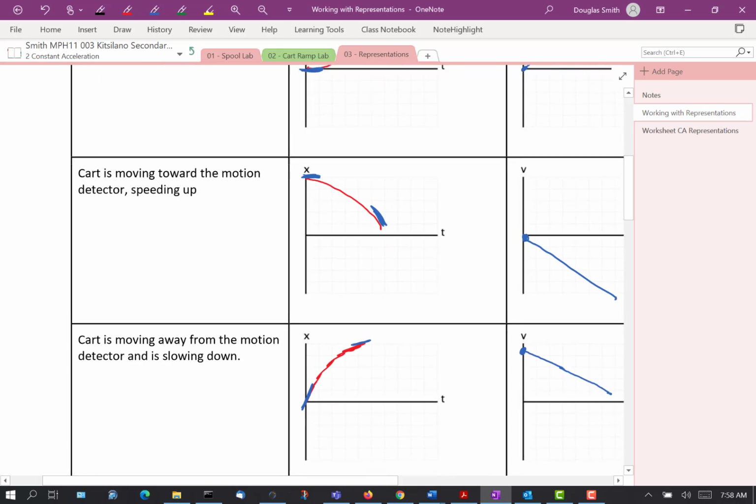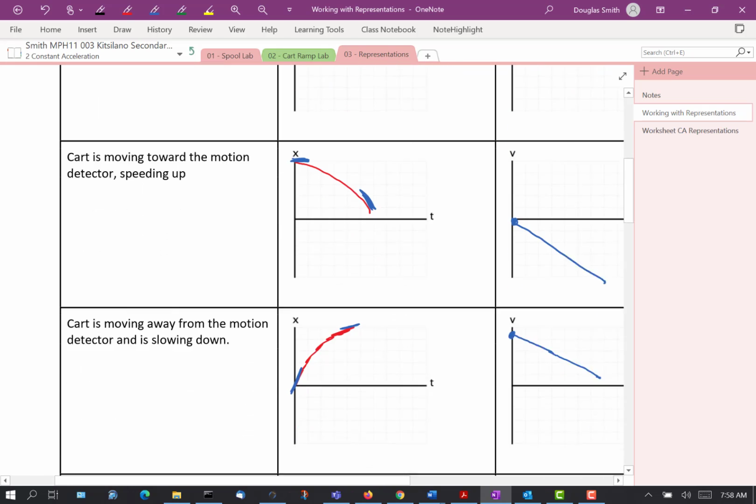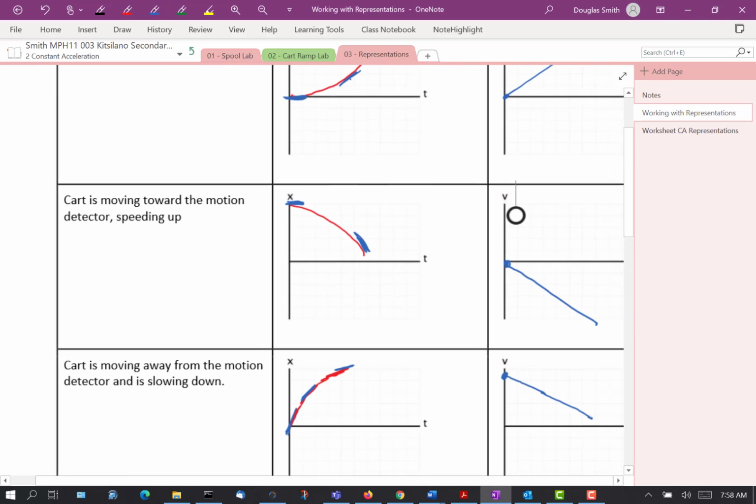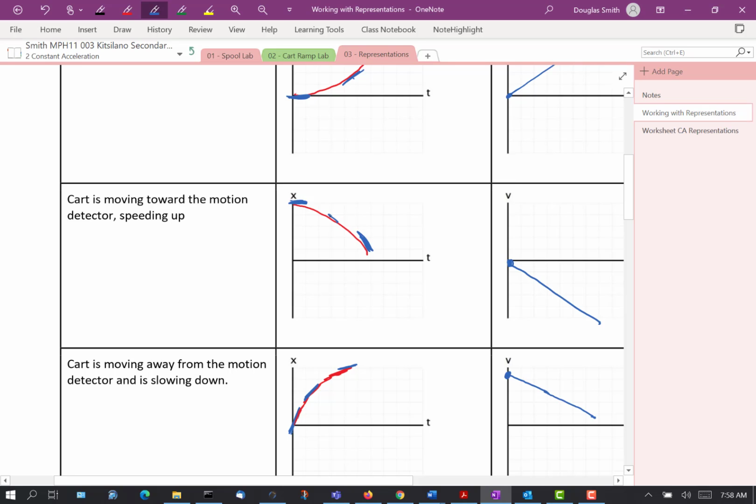Nope, that was speeding up as well. Actually, I'll come back to this. Slope is getting less and less steep, so it's slowing down. This object is also getting more and more steep. It's just in the negative direction, but it is speeding up.